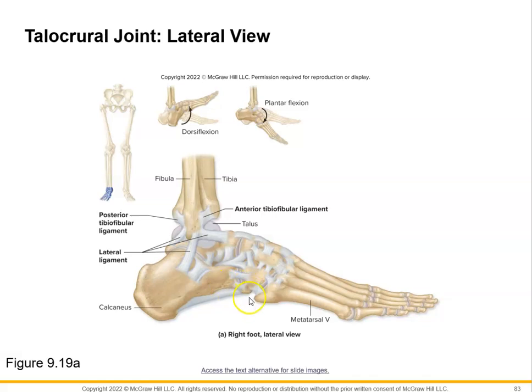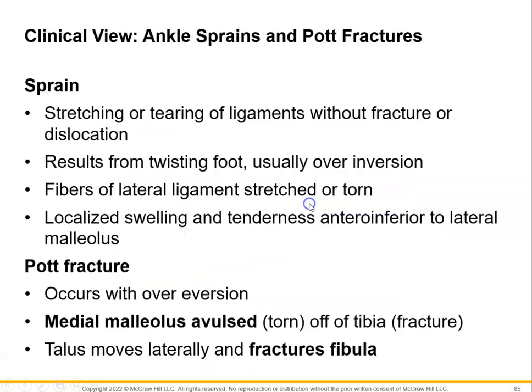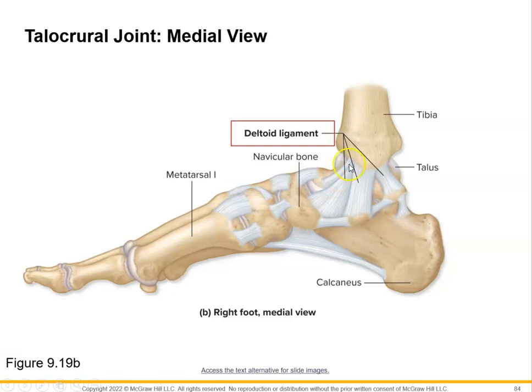So here we're looking at the right foot. This is the lateral view. So you can see here's the anterior tibiofibular ligament. Here's the posterior tibiofibular ligament. Here's the lateral ligament. And if we look on the other side, the medial side, you can see the deltoid ligament here.